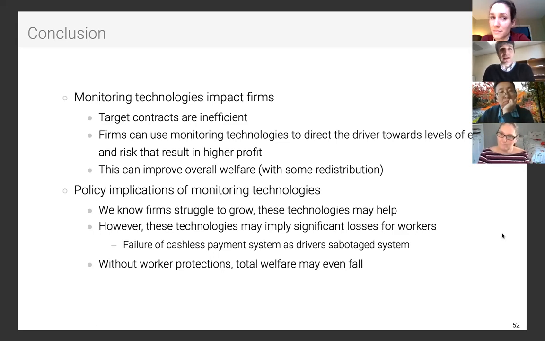Anecdotally, we think this might explain other interventions in the same space that failed. There was an effort by Google to introduce cashless payments, which we would model as revealing the output, right? All these passengers' payments are logged. And there that failed because the drivers refused to implement it. They sabotaged the system because it completely eroded their rents. It really harmed their take-home pay.